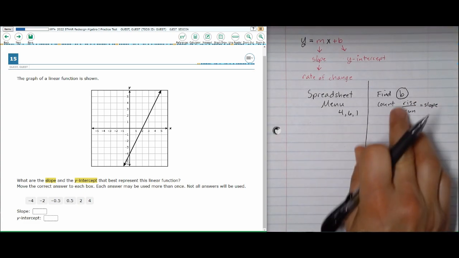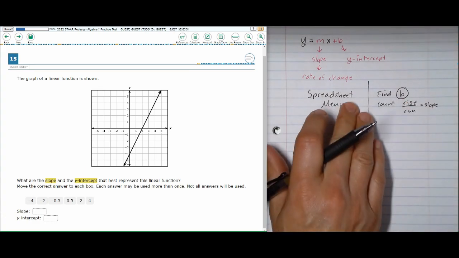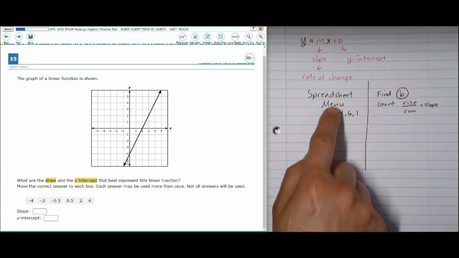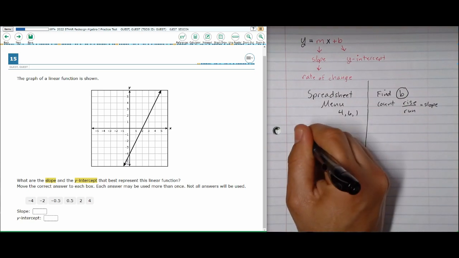This is more like a 7th grade way of doing it, where we count rise over run. And a spreadsheet, right, that's what you would have learned typically in 8th grade, or how I would have taught you this year, because it's really easy to do. Now your third option is to use the slope formula, but I'm going to focus on spreadsheet and counting rise over run.